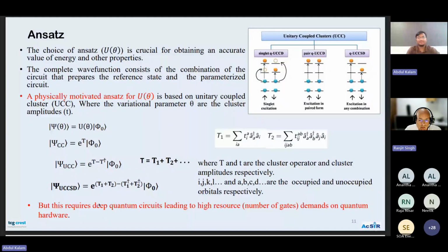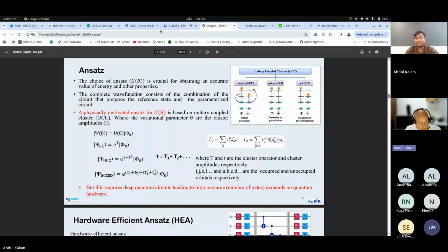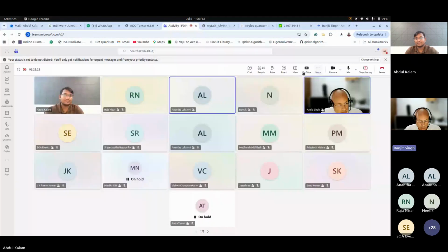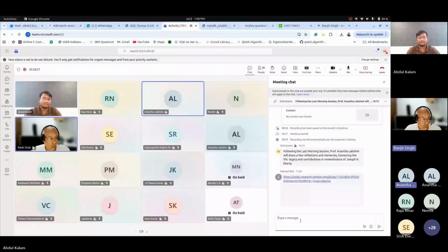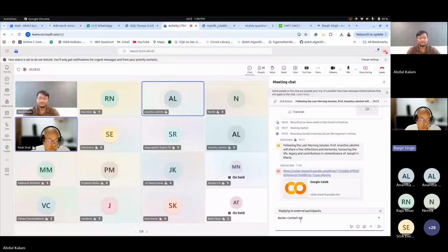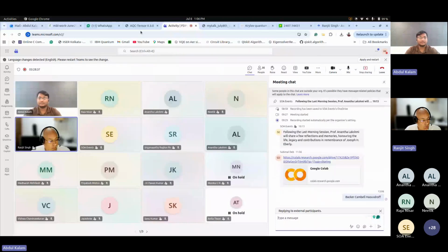Could you name the theorem which you mentioned? BCH, the Baker-Campbell-Hausdorff expansion. Could you repeat once more? Baker-Campbell, C-A-M-P-B-E-L-L. Yes, Baker-Campbell-Hausdorff. So you are just using two terms of your expansion and then canceling the remaining terms. Yes, by using that. Okay, thank you.